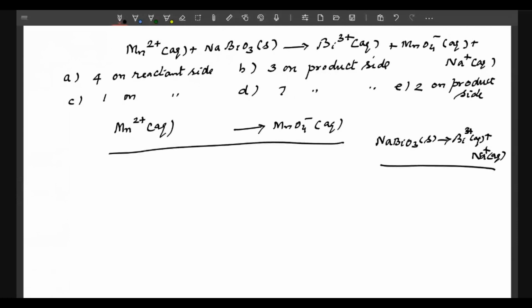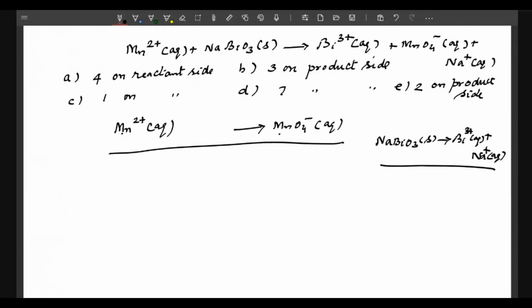For this, first balance the elements other than hydrogen and oxygen present. Here manganese is present, here also manganese is present. First balance that. Here one species, there also one species. Therefore, it is already balanced.